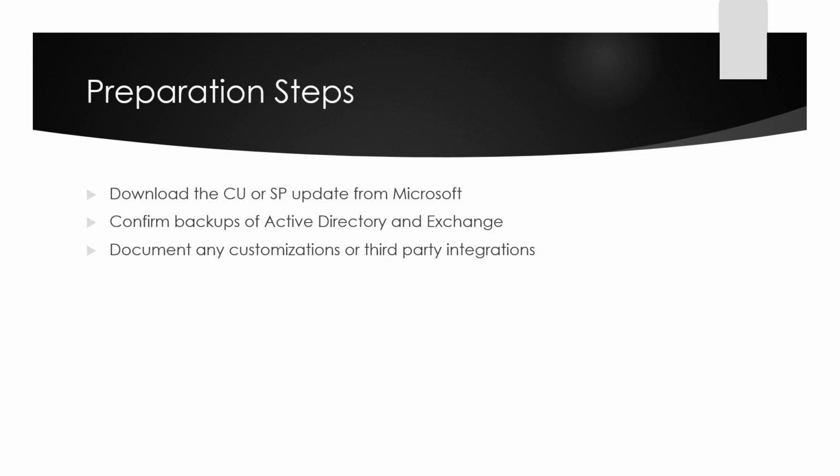So for example, if you've done some customizations to the Outlook Web Access or Outlook Web App logon pages, or you've got third-party integrations such as antivirus or anti-spam software, email disclaimer software, or if you've done link integration, those sort of things you'll need to document and make sure you're able to reapply them after the updates, because the update process will actually overwrite those customizations in a lot of cases.